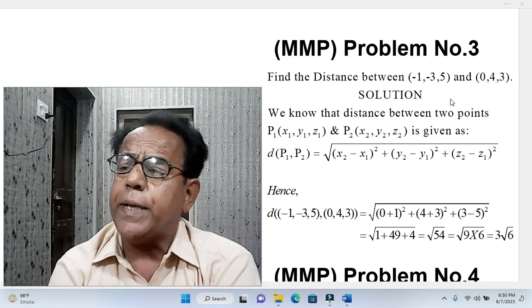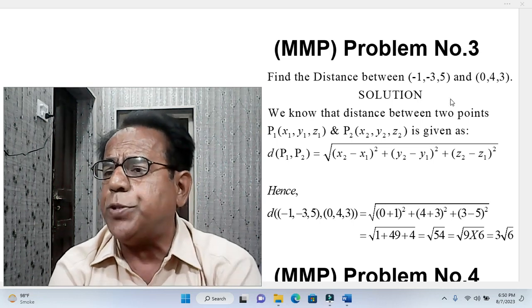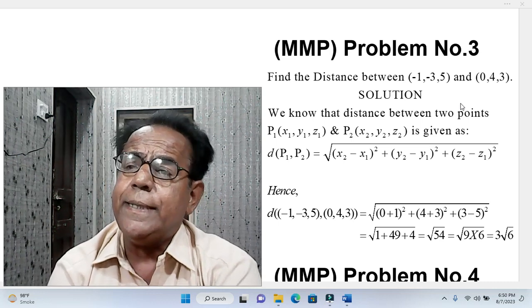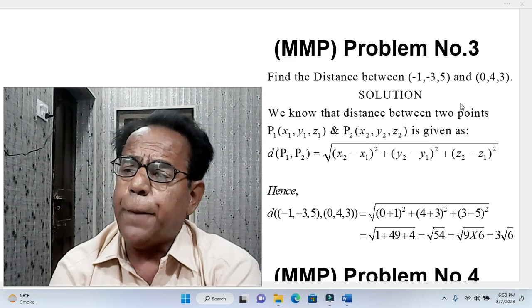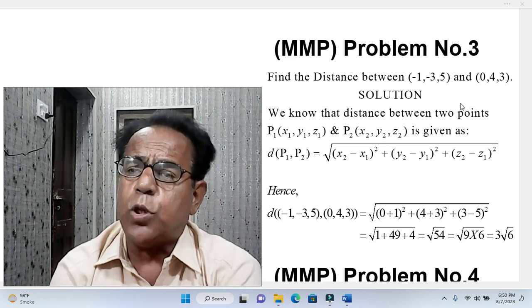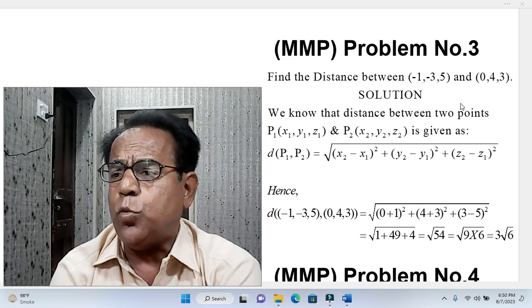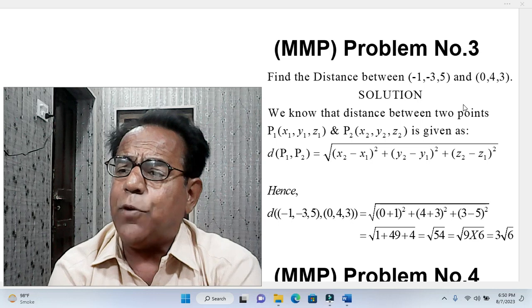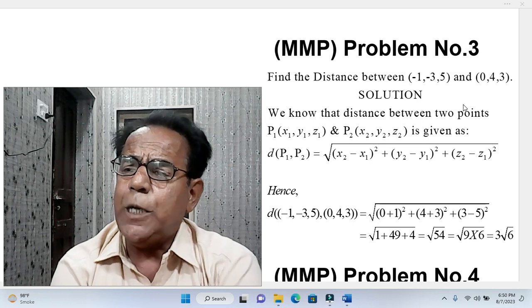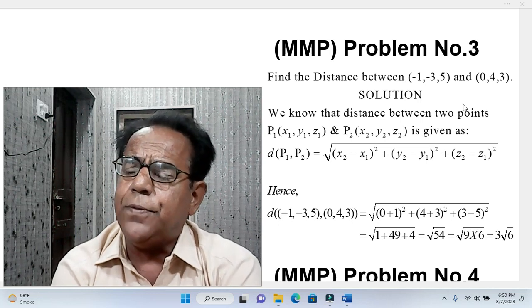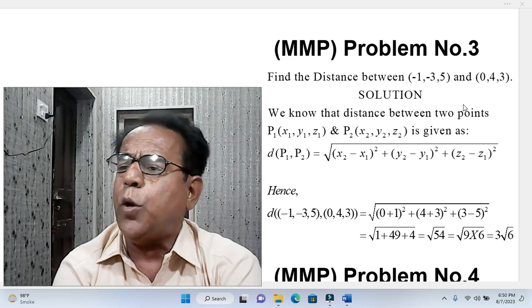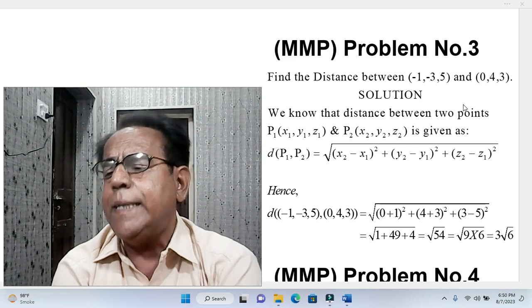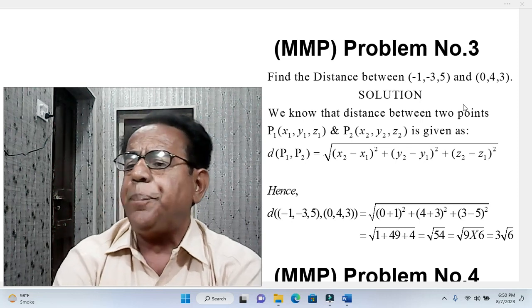This 54 can be written as 9 into 6, where 9 is the square of 3, that is 3 raised to power 2 raised to power 1 by 2. Okay, because under root is power 1 by 2, while 9 is the second power of 3. So the second power of 3 will be cancelled with the under root 1 by 2. So we will get 3 outside the under root and 6 inside the under root. Okay, 3 into root 6.